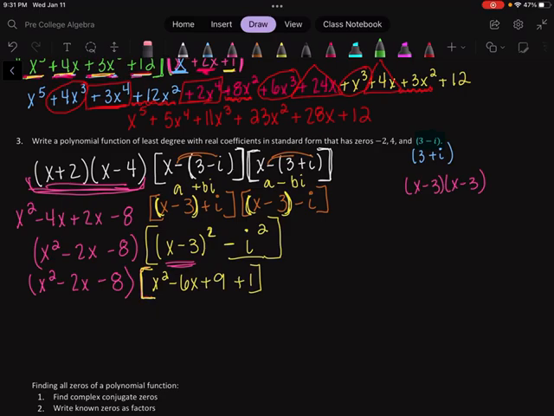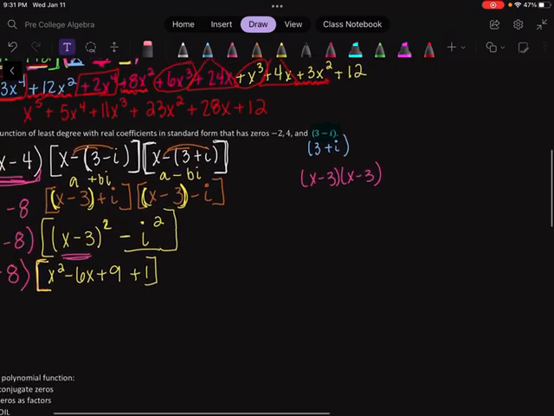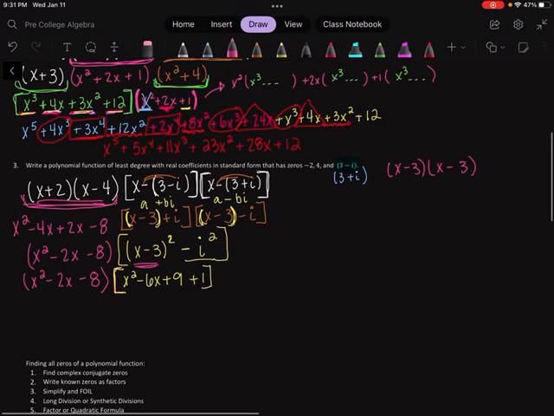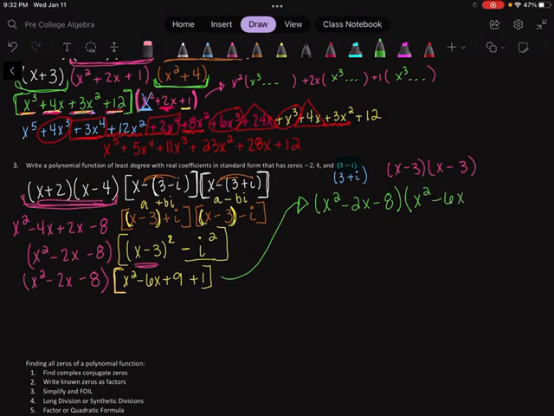I now am pretty, not necessarily easy sailing, so you have some more space to the right that we can go about doing this. Let me just move this. That was x minus 3 times x minus 3. So going further here, I'm going to have x squared minus 2x minus 8 times x squared minus 6x plus 10.